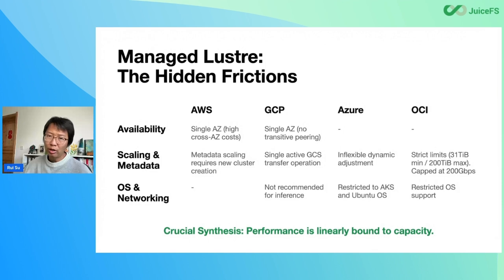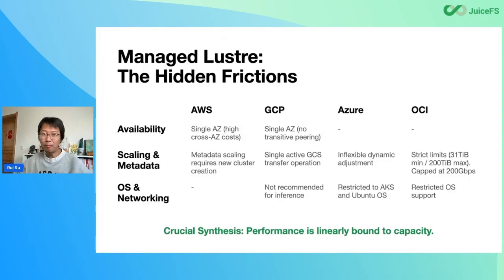Also, if your workload has many small files, hot directories, or heavy metadata pressure, AWS Lustre might become a bottleneck. Of course, you can buy extra metadata IOPS, but there is a catch. After you scale metadata IOPS up, you cannot scale it back down. If you later want to reduce cost, you have to build a new file system and migrate your data.